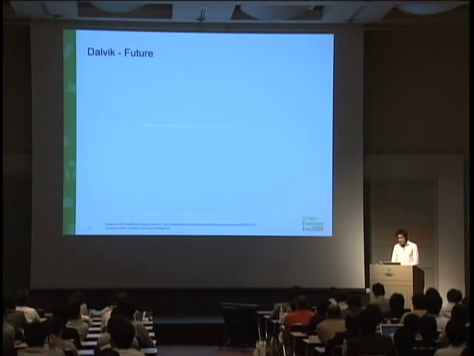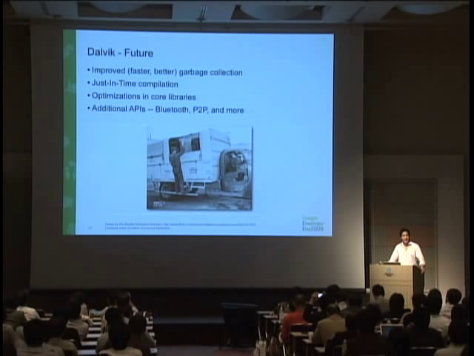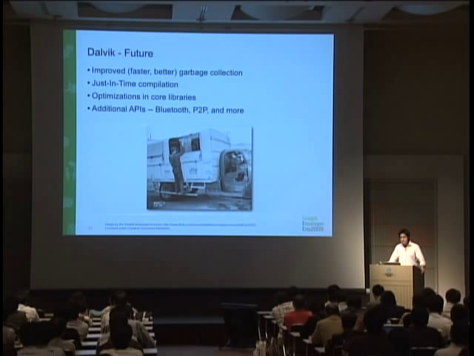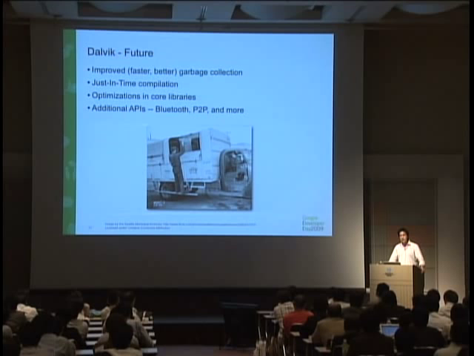So where are we going in the future with Dalvik? Well, first of all, we are working on improving garbage collection so that it's faster and better. In addition, we have started work on just-in-time compilation for your applications. And then on top of that, we will continue to optimize the core libraries so that the basic infrastructure that you use every day with your Dalvik applications will continue to get better and run faster over time. And then, of course, we will also add additional APIs as new functionality becomes available to use as developers. Things like Bluetooth, peer-to-peer messaging, and others. So that's Dalvik.